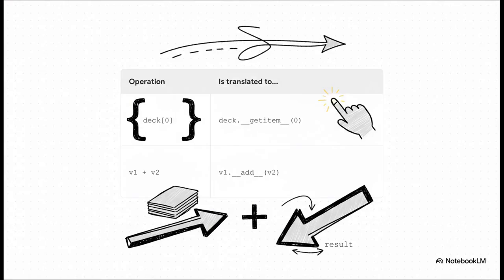And this just nails the point home. Look at the pattern here. Using square brackets on our deck gets translated to __getitem__. Using the plus sign on our vectors gets translated to __add__. It is the exact same mechanism, the same consistent protocol, being used for two completely different kinds of problems.